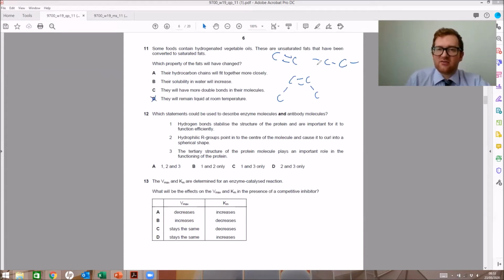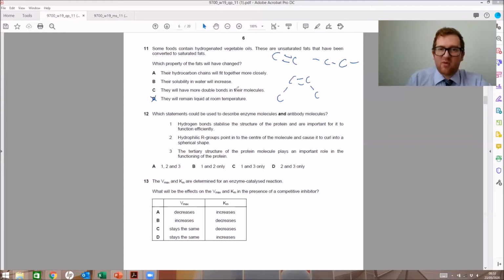By the conversion to saturated fats, this effectively increases the melting point anyway. The reason why the unsaturated have a lower melting point is because of this kinking that takes place, which means there's less van der Waals forces between each chain, because they're effectively further away from each other. That's why they have a lower melting point. So the conversion from unsaturated to saturated actually increases the melting point, not decreases it.